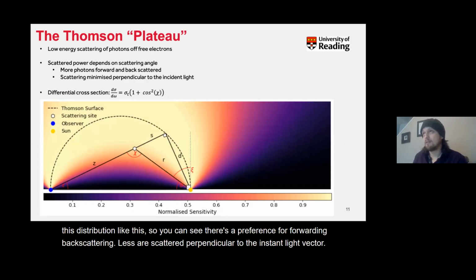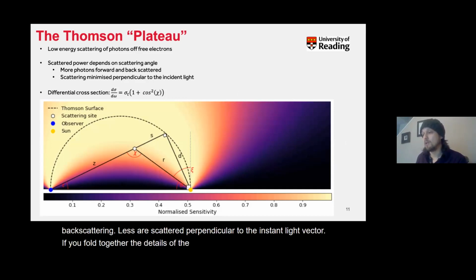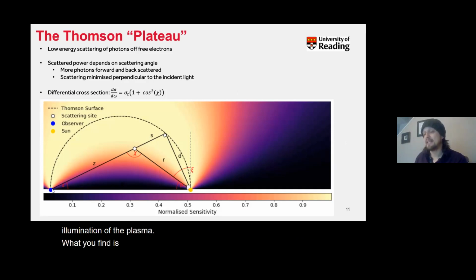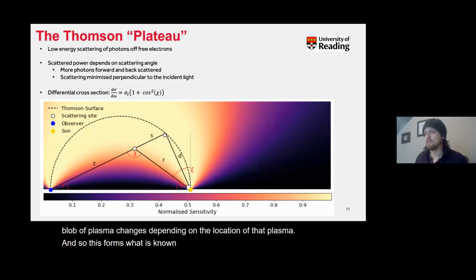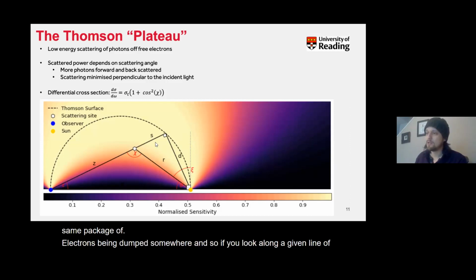Well, if you fold together the details of the Thompson scattering with the illumination of the plasma, what you find is that the sensitivity of a heliospheric imager to a specific blob of plasma changes depending on the location of that plasma. And this forms what is known as the Thompson Plateau. This plot shows contours of a normalized sensitivity to basically the same package of electrons being dumped somewhere. If you look along a given line of sight, there's quite a broad region where you get a similar sensitivity to the same package.